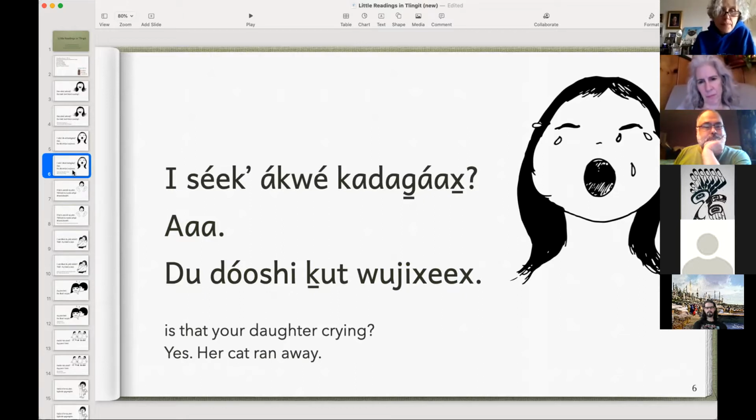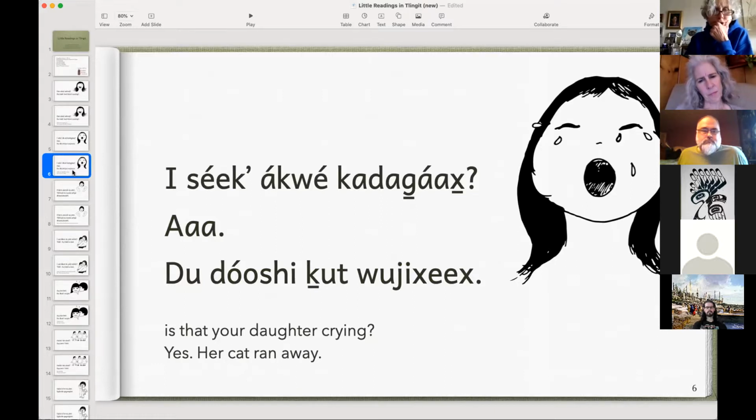And so kadakach is a third person to be crying. And it's a couple of different ways that you could think of this one. Because you could say isik awekach. That's saying the same thing. Is that your daughter crying? But then she's over there kind of silent tear type of cry.